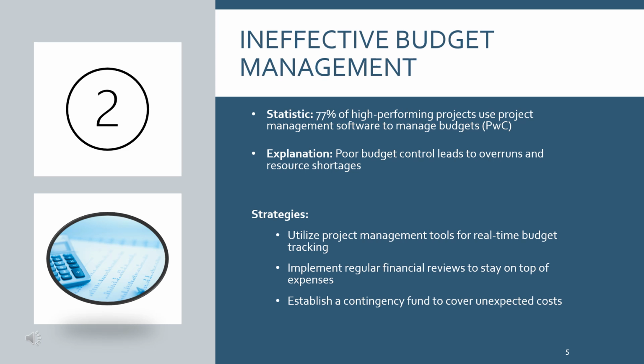Effective budget management requires careful planning and ongoing monitoring throughout the project's lifecycle. Utilizing project management software for real-time expense tracking is crucial, as it allows project managers to maintain control over the budget and make informed financial decisions. Regular financial reviews should be conducted to ensure that all expenses are accounted for and that the project remains within its financial constraints. Establishing a contingency fund can also provide a buffer for unexpected costs, helping to prevent budget overruns and ensure the project stays on track. By implementing these best practices, project managers can manage their project's finances more effectively, reducing the risk of failure due to budget issues.